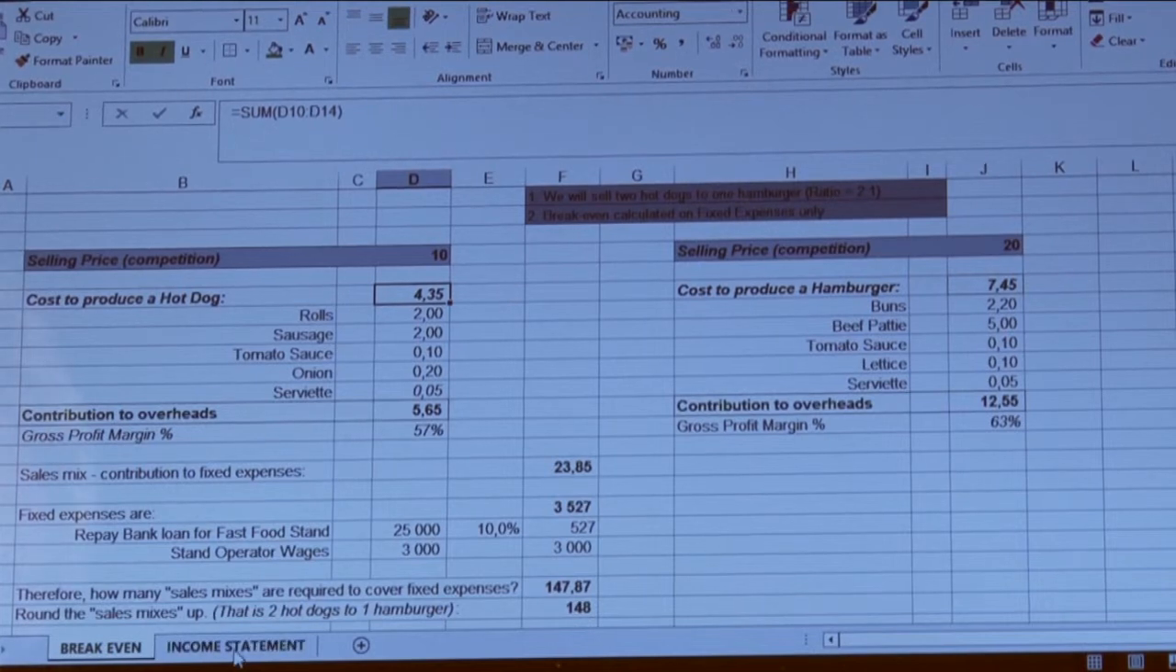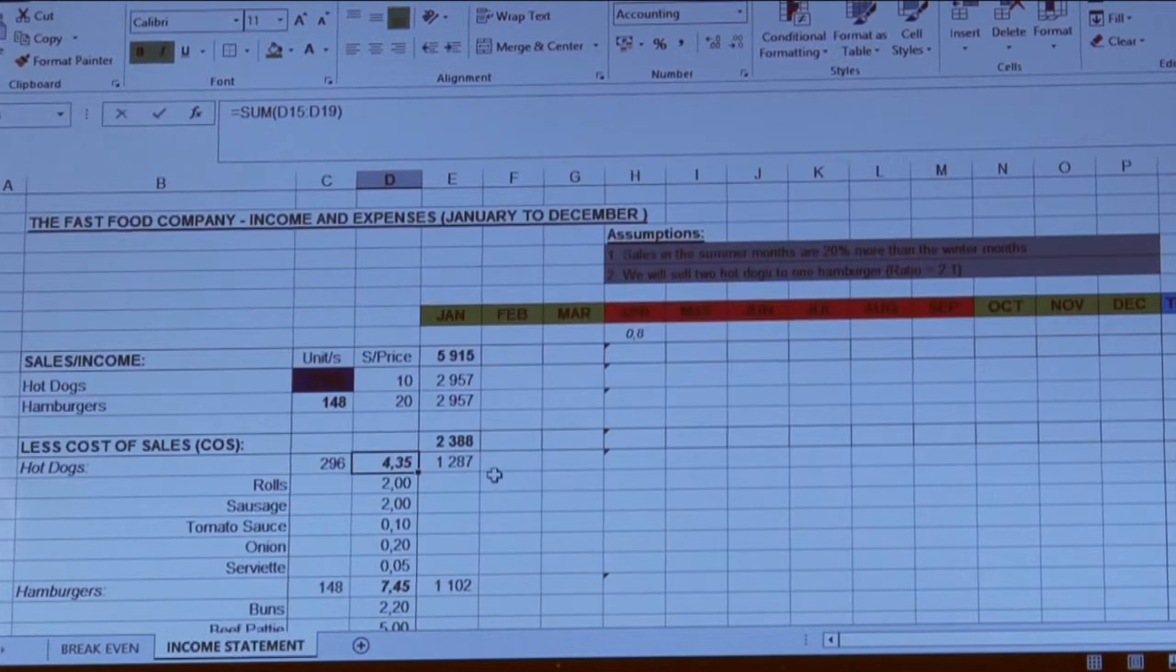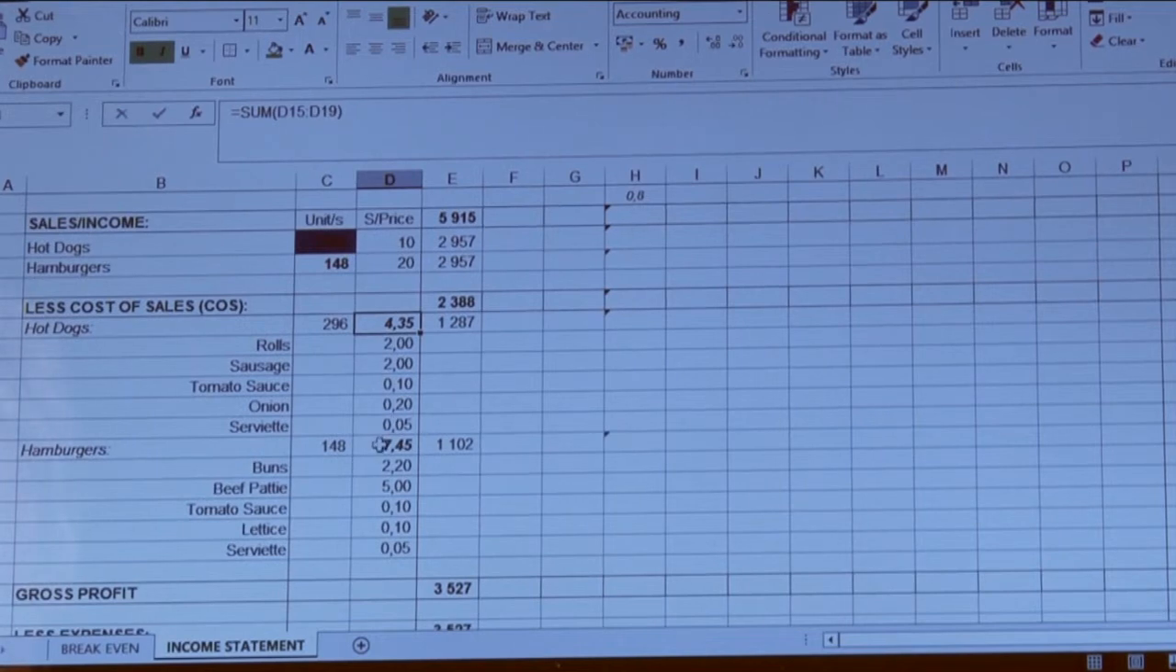All right, back to our income statement then. There's our cost of sales for our hot dogs, and they're added up again there. Have a look at the cost of sales for a hamburger. There's 7 Rand 45. Again, from the break-even analysis, they're the costs associated with making a hamburger. Okay, added up to 7.45. So if I were to times my hot dogs by the units I'm selling, 296 here, by the 4.35 there, I'm going to have a cost of sales for hot dogs for the 296 units of 1,287.